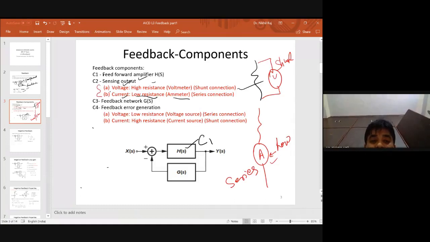Okay, now after that comes the feedback network, that is G of S. Once I sense here, this means C1 here, C2 will be at this node, what I am sensing. Then comes your feedback network. Feedback network means it will consist of some passive components or sometimes also active, and this will sense the part of output, and accordingly it will give the output to this X of S, where it will generate the error signal.